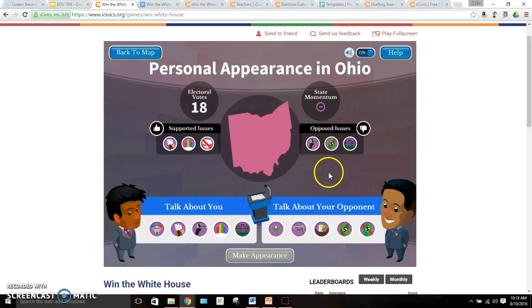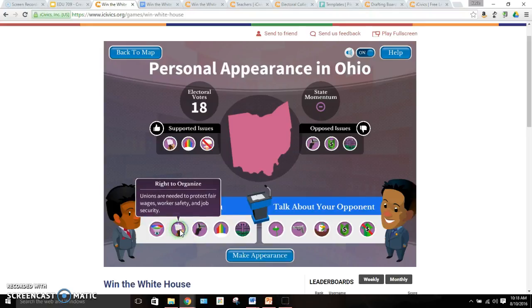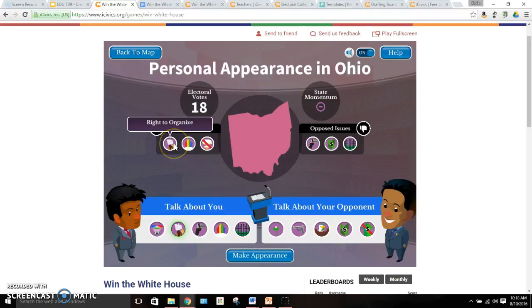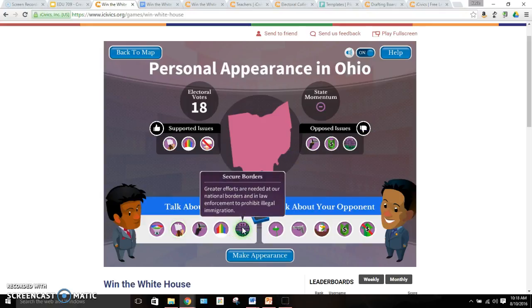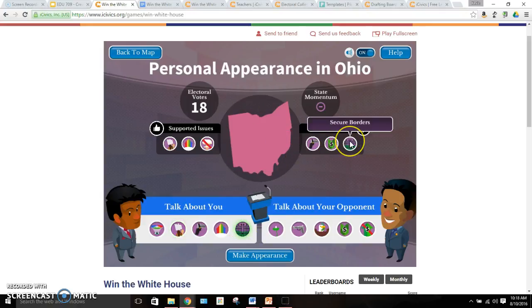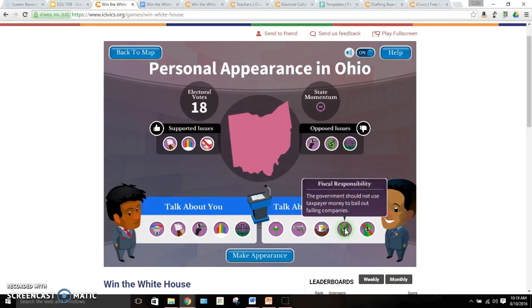So, do I want to be positive or do I want to be negative? I could run a positive ad here, or I could do right to organize. They like that. So if I make an appearance and talk about that issue, that's a positive campaign issue. They don't like securing our borders. So if I showed up and talked about securing borders, they're not going to like that. So that would be a bad idea. However, they also don't like fiscal responsibility. So if I wanted to be negative, I could show up and talk about fiscal responsibility and my opponent's position on that, and they would not like that.